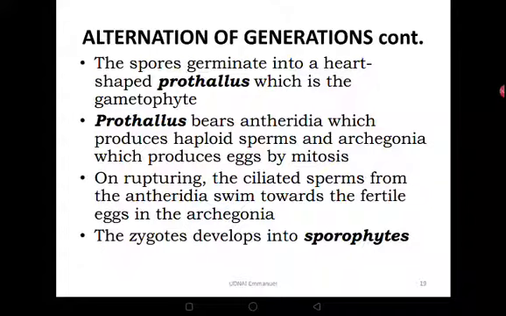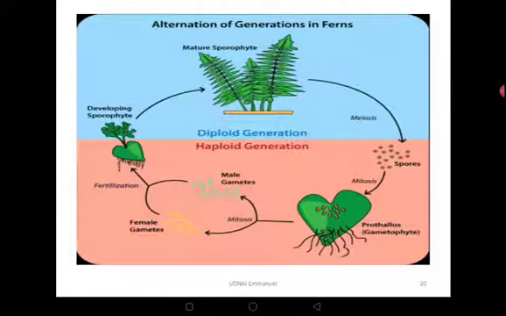So when the antheridia is mature, it will rupture, releasing the sperms which have cilia. Remember, in the moss, the sperms have flagella. Now here the sperms have cilia. So they will swim using the cilia via the water until they reach the archegonia where the egg is, and then they will fertilize it. Then the zygote will develop and will grow into the sporophyte. So in summary, we have two generations, a diploid generation and a haploid generation. The diploid sporophyte and a haploid gametophyte.